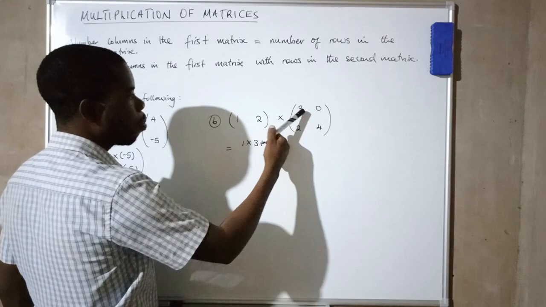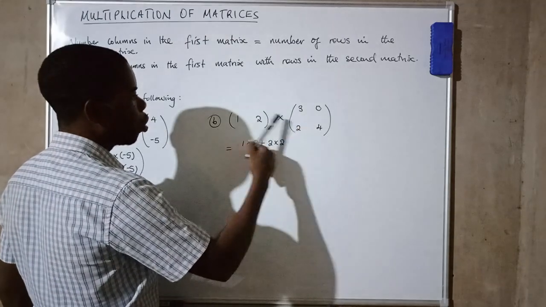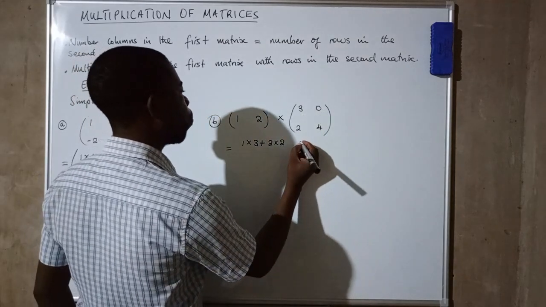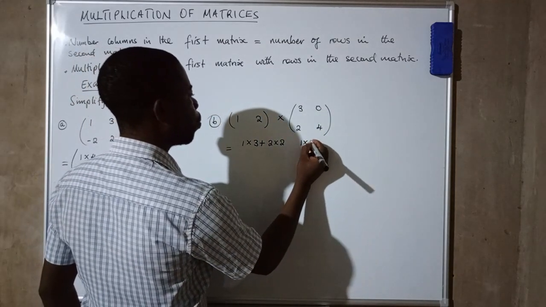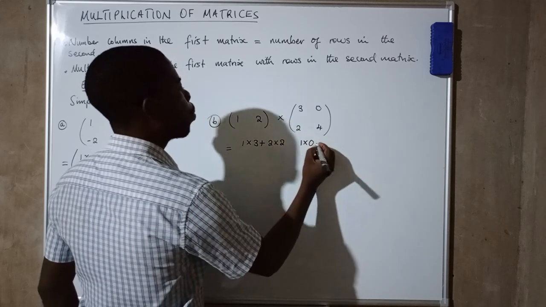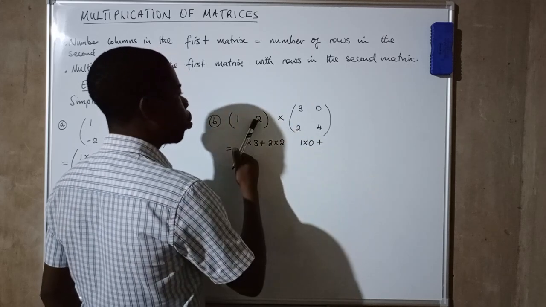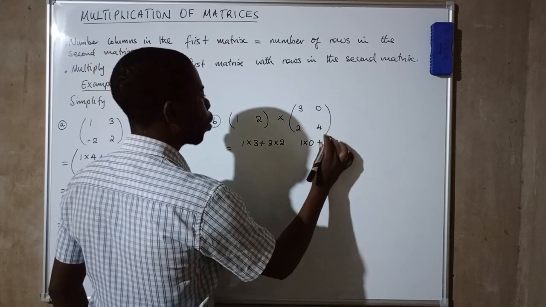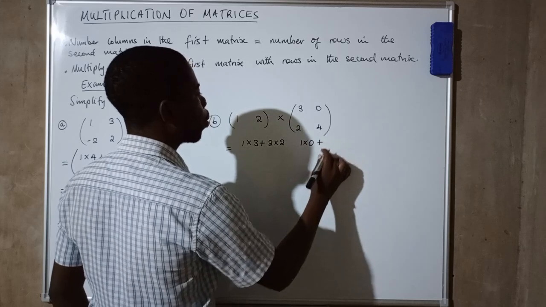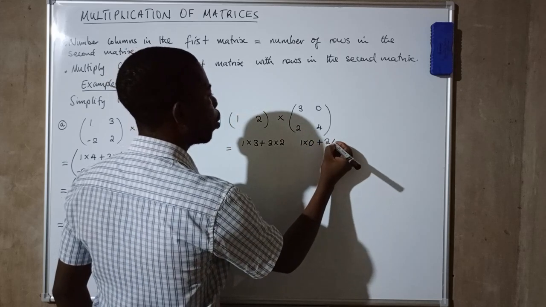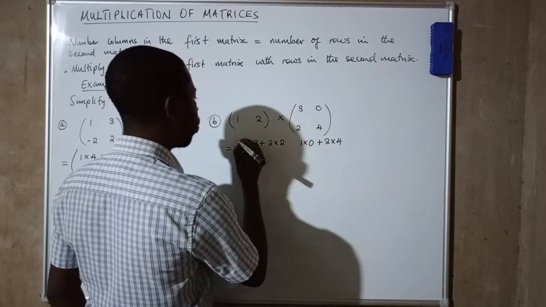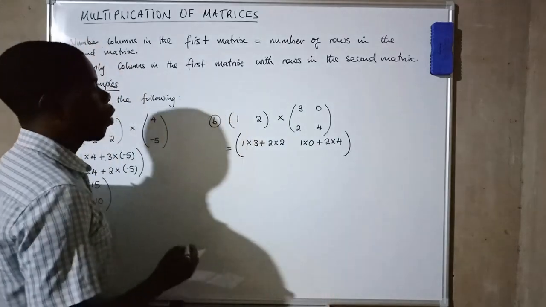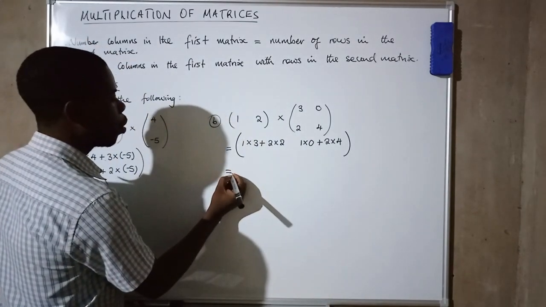So we have said 1 times 3, then plus 2 times 2. Then again you shift: 1 times 0, you say 1 times 0, okay? Then you say plus 2 times 4, 2 times 4, okay? Sorry, you're saying 2 times 4. Okay, I think this will just be like this. Yeah. Then the next thing that you're going to do is this.